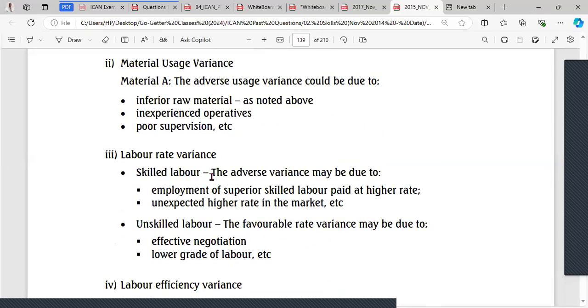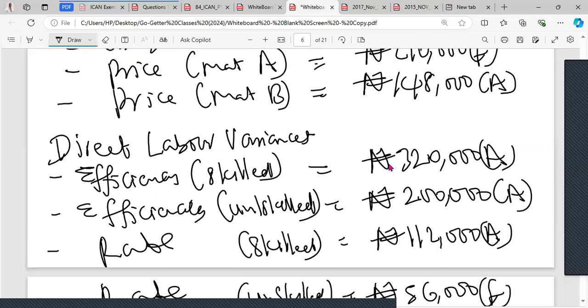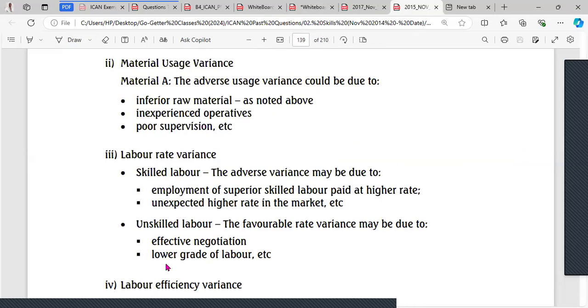And labor rate, the skilled labor. Look at the skilled labor. They are paying these skilled people and maybe they have an adverse variance. Could it be that they pay them more than what they bargained for? It's possible that they paid more than they bargained for. Let's see. The adverse variance: employment of superior skilled laborer paid at a higher rate. Yes, that's one. An unexpected high rate in the market, that is, paying more than they bargained for.